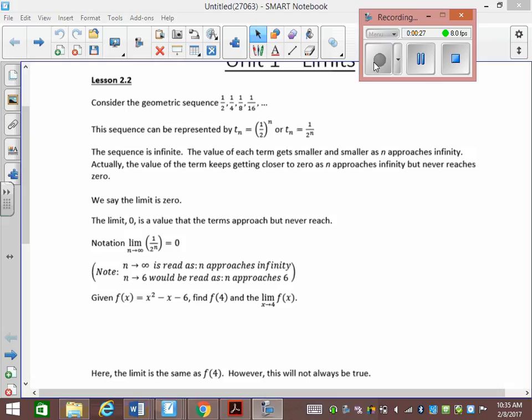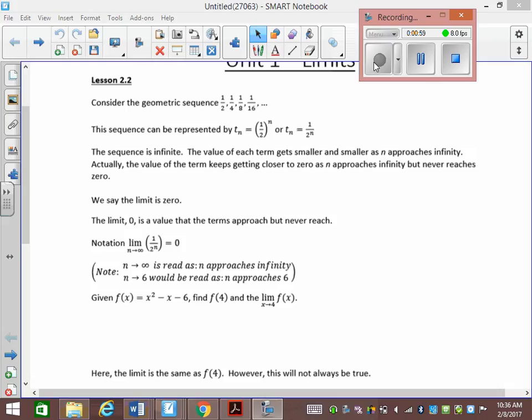Okay, so we can also write that as Tn equals 1/2^n. The sequence is infinite. It's infinite because it keeps going and going, unless I ask you up to whatever term, it's going to keep going, correct? The value of each term keeps getting smaller and smaller as it approaches infinity. So we started off at a half, then a quarter, which is 0.25, then 1/8, then 1/16, then 1/32. It's going to get super tiny, right? It's going to keep getting smaller and smaller.